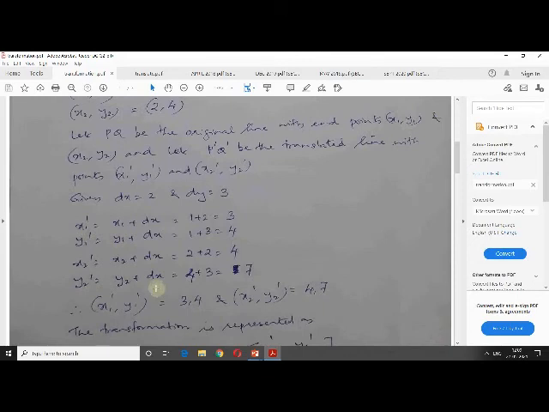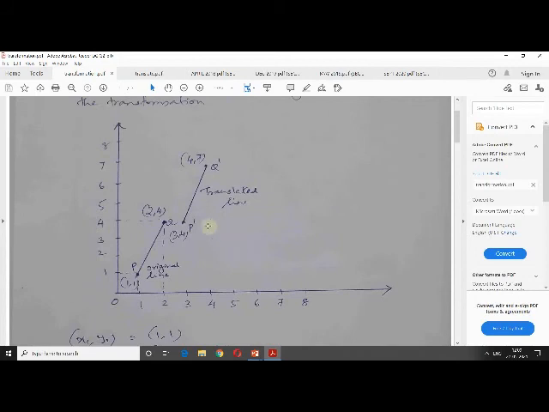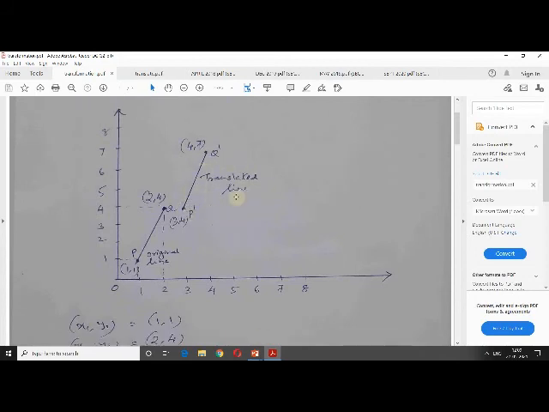So now we can find out x1 dash, y1 dash is 3, 4 and x2 dash, y2 dash is 4, 7. Draw the new line with these coordinates. Put the line on the coordinate axes to work here. So you get the translated line.